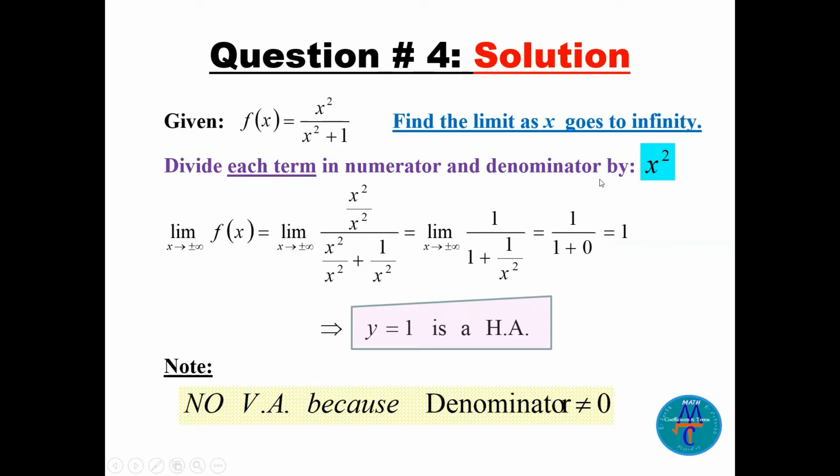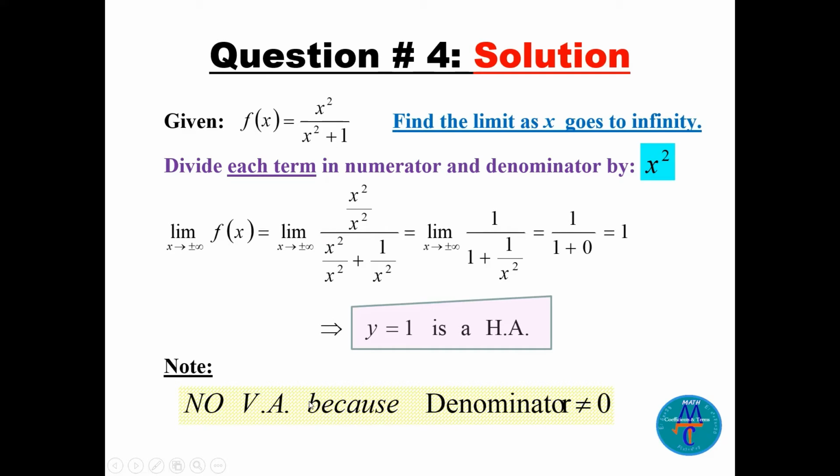Divide each term by x squared, which is the term with the highest power. So we have x squared over x squared, over x squared over x squared plus 1 over x squared. This will be 1 over 1. If you replace x by infinity, 1 over infinity is 0. So 1 over 1 plus 0 is 1. So we can conclude this function has horizontal asymptote y equals 1.